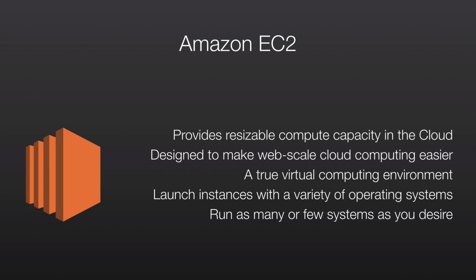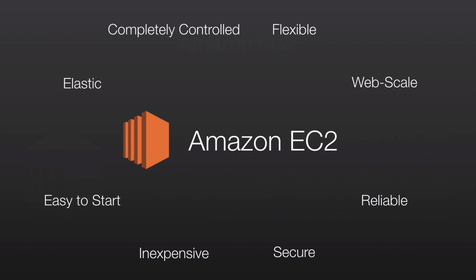And the focus for today's session, as we've already said quite a few times, is Amazon EC2, the Elastic Compute Cloud, providing resizable compute capacity in the AWS cloud. This service is designed to make web-scale cloud computing much, much easier, offering a true virtual computing environment, enabling you to launch instances with a wide variety of different operating systems, and of course to run as many or as few instances as you desire.